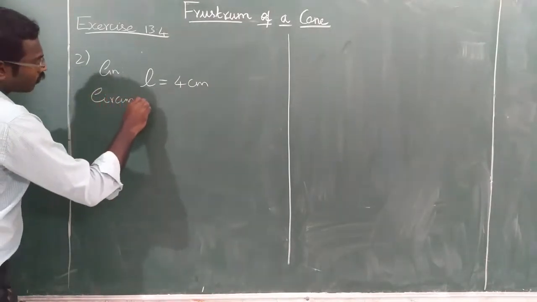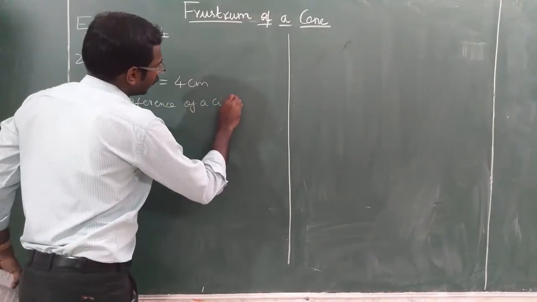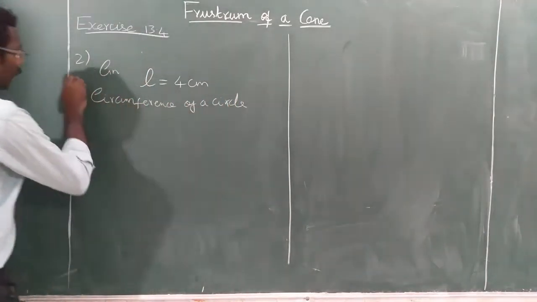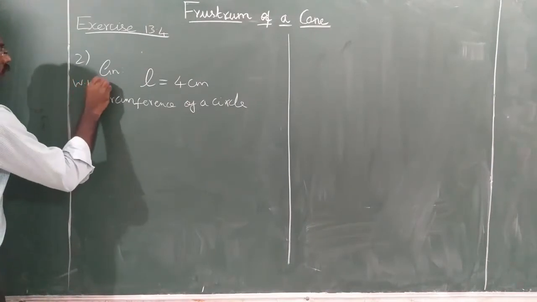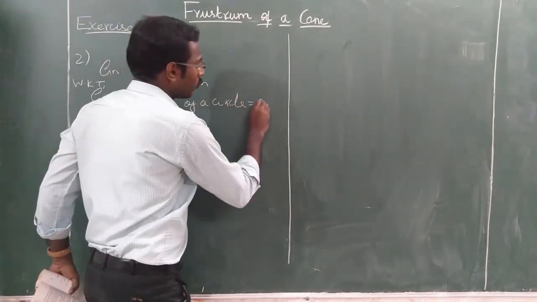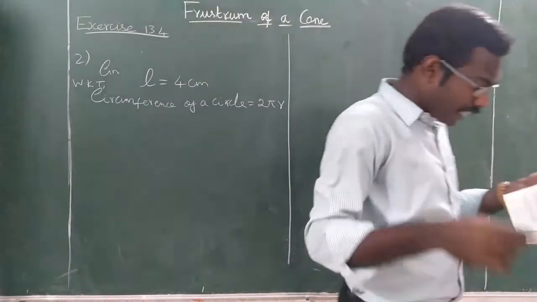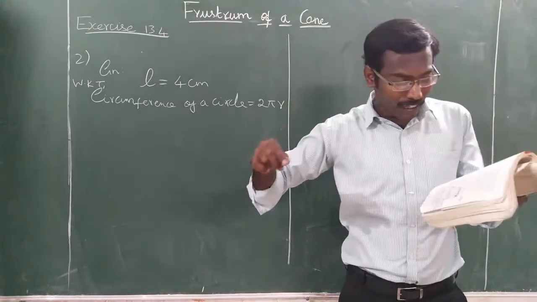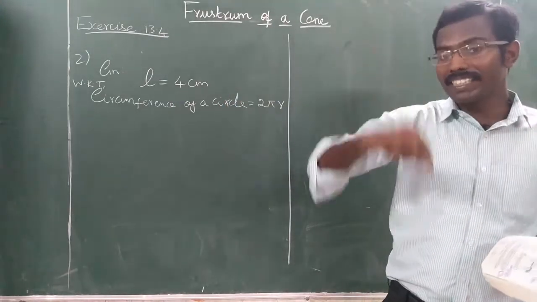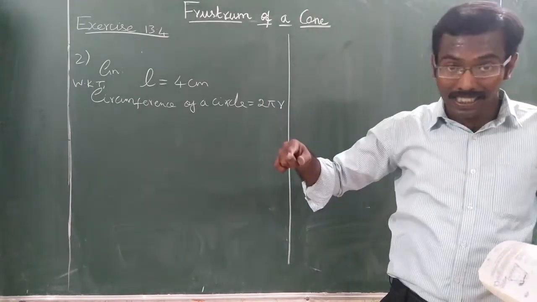Circumference of a circle. We know that the circumference of a circle is equal to 2 pi r. But here two circles are given. One circle's circumference is 18 centimeter and another one is 6 centimeter. So the bigger circle is 18 centimeter, the smaller one is 6 centimeter.